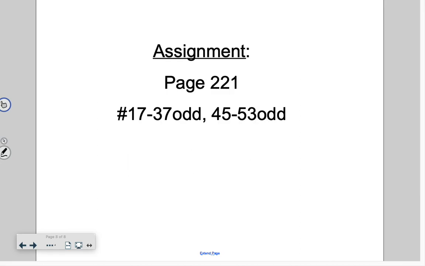Here's the assignment. Page 221, 17 to 37 odd, 45 to 53 odd. Kind of work your way through it. I will give you a heads up. The first, I want to say 4 questions are ones where you can get the same base, and therefore you should try to do it without a calculator. I want to say it goes through 23 off the top of my head. I think 17 through 23 are ones you should be able to do, or hopefully can do, without a calculator.